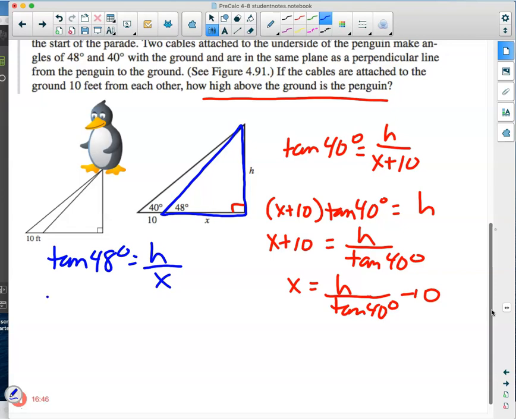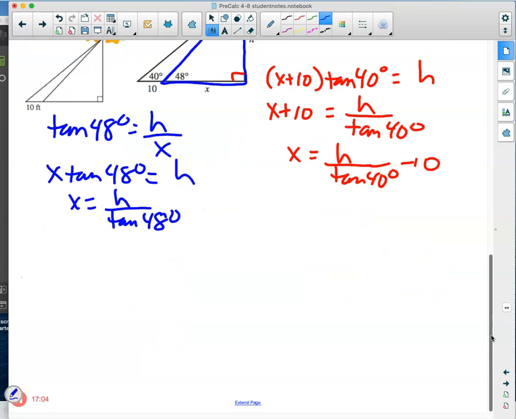We'll multiply both sides by x, and then divide both sides by the tangent of 48 degrees. And like I said, what that allows us to do is now substitute in for that x in the other equation. We're going to put our h over the tangent of 48 degrees right in there.